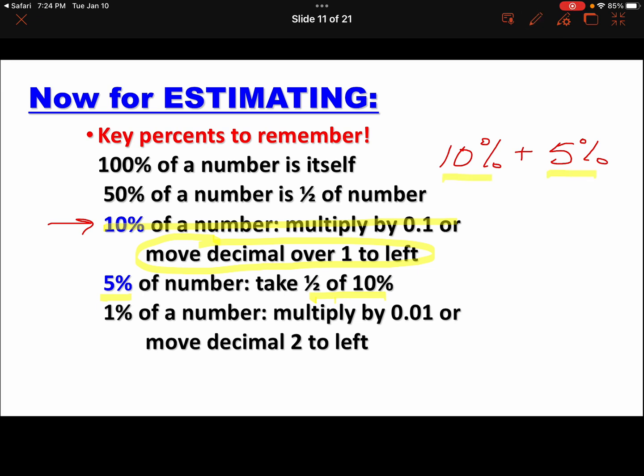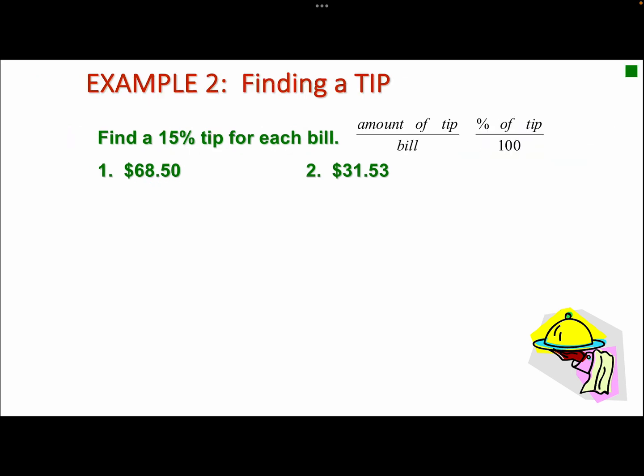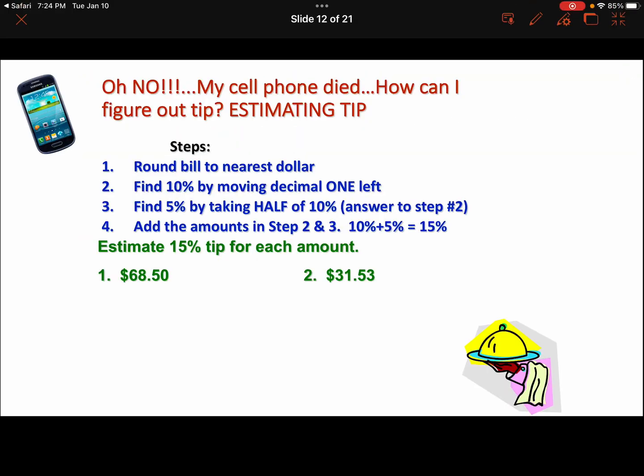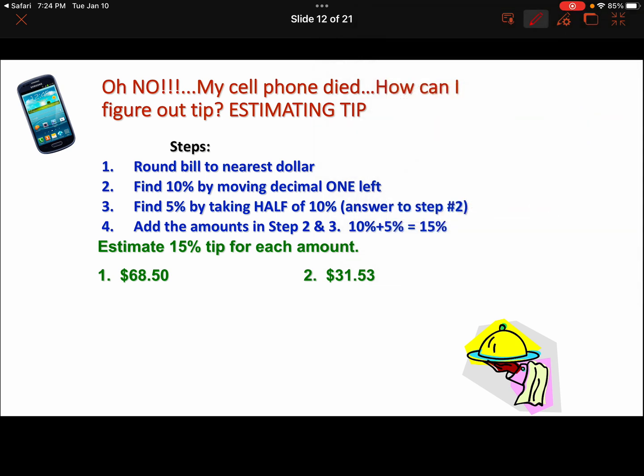So let's go back and look at these two questions we just did. We had an answer of $10.28 for the first one and $4.74 for the second one. Now we're going to redo those, and I want to estimate. So this is what you would do at a restaurant in your head. Step one, round the bill, make your life easy. So this bill is approximately $70. So if I'm at this restaurant, I'm thinking to myself, this is $70. I want to leave a 15% tip. So I'm going to think of it as 10% and 5%. And if I took 10% and added 5% to it, I would have 15%.